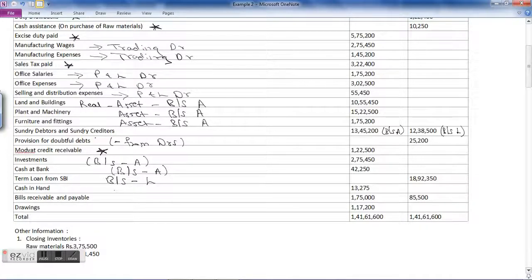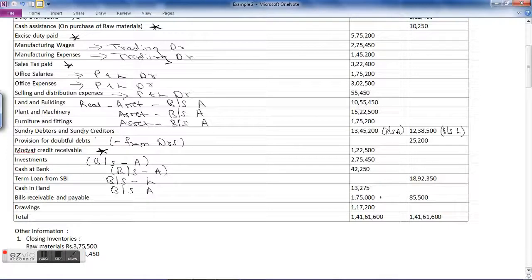Cash in hand. Cash in hand is an asset again. Then bills receivable and bills payable. Now bills receivable and bills payable are again like your sundry debtors and creditors. So what happens is sometimes your debtor will give you a bills receivable. That bills receivable you can use as a check and you can encash it in the bank. For more details on bills receivable and bills payable, you can see that particular video of bills receivable and bills payable. Okay, so bills receivable, again like debtors, will have a debit balance.